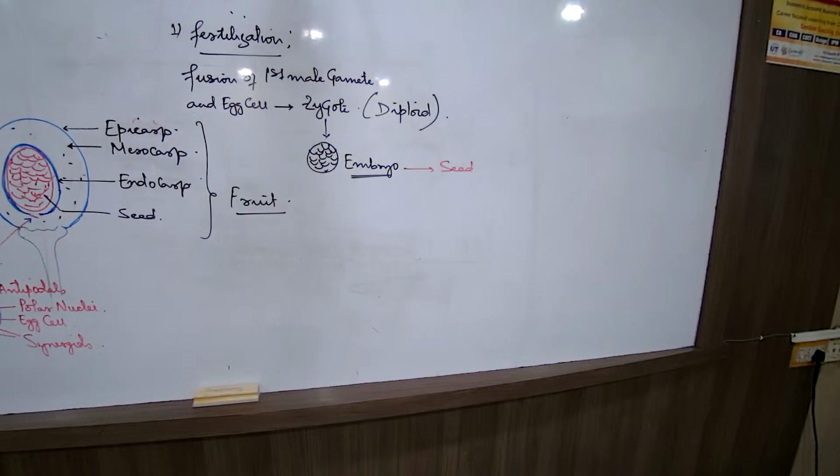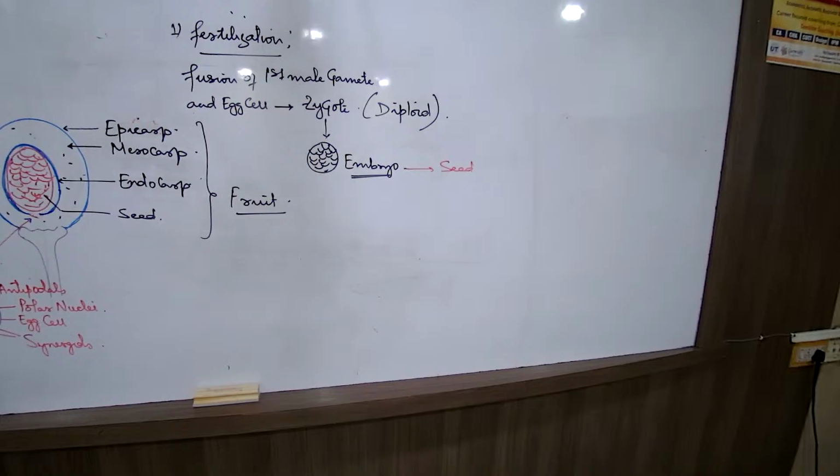By a process known as double fertilization. Which are the stages? First was fertilization and the second was triple fusion. So this entire process where we are understanding that the flower gets transformed into fruit is double fertilization. Now these steps you have to remember to write.